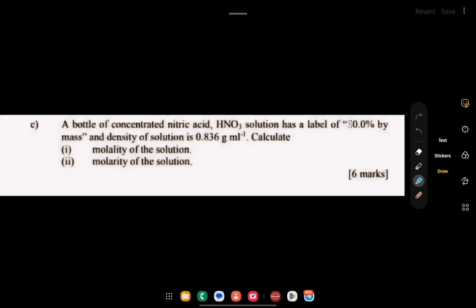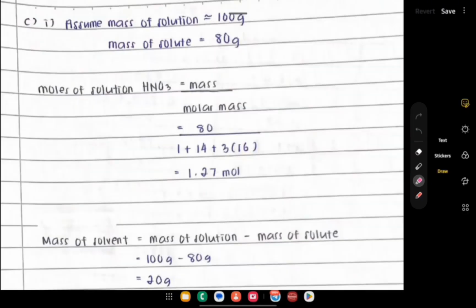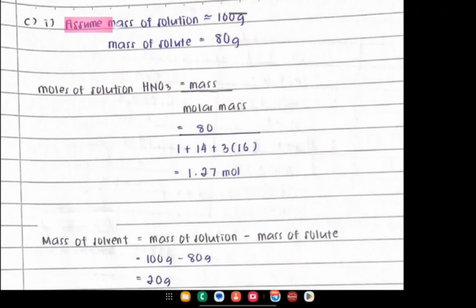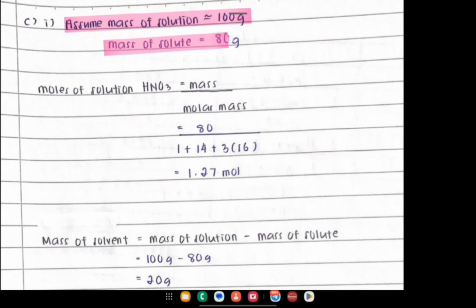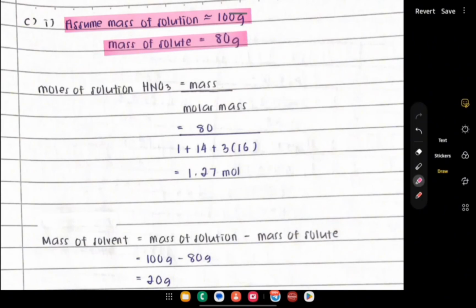For question C, the information given is the percentage by mass and the density of the solution. For question C1, we need to calculate the molality of the solution, but we didn't have enough information. So for this kind of question, we can assume the mass of solution is 100 gram. So we automatically know the mass of solute is 80 gram, since the percentage by mass is 80%. Remember, we can only make an assumption once for each question.